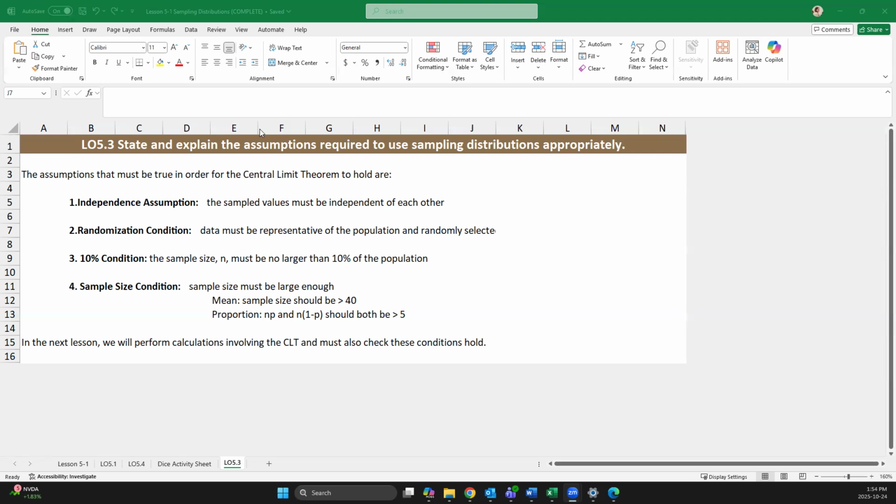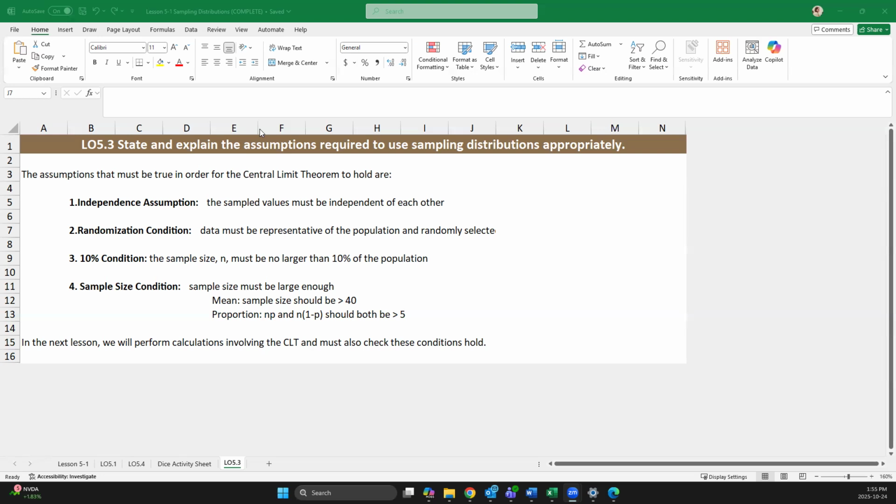The first is the independence assumption. This means that one value needs to be independent of another. That's another way of saying one person's results doesn't impact another person's results. If you think about our examples like rolling a die, should one roll be independent of another? Yes, if it is truly a fair and random die. So that assumption should be met.